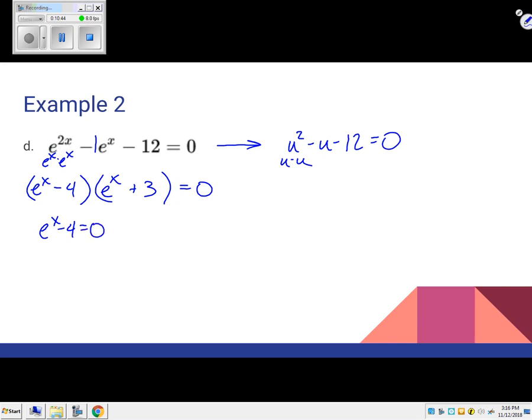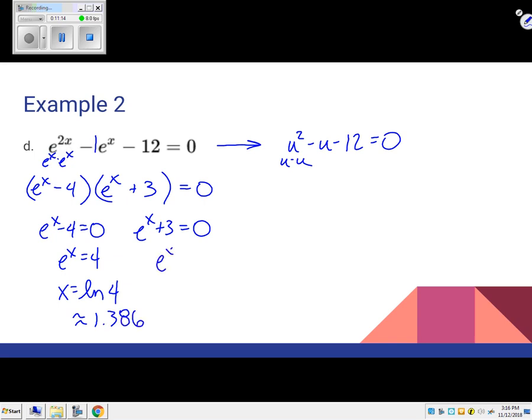That means that either e to the x minus 4 equals 0, or e to the x plus 3 is equal to 0. So if I add 4 to both sides, and then change this to a logarithmic expression, I get log base e of 4, which is just the natural log of 4. Go ahead and type that in my calculator. Natural log of 4 is 1.386 is what I got.